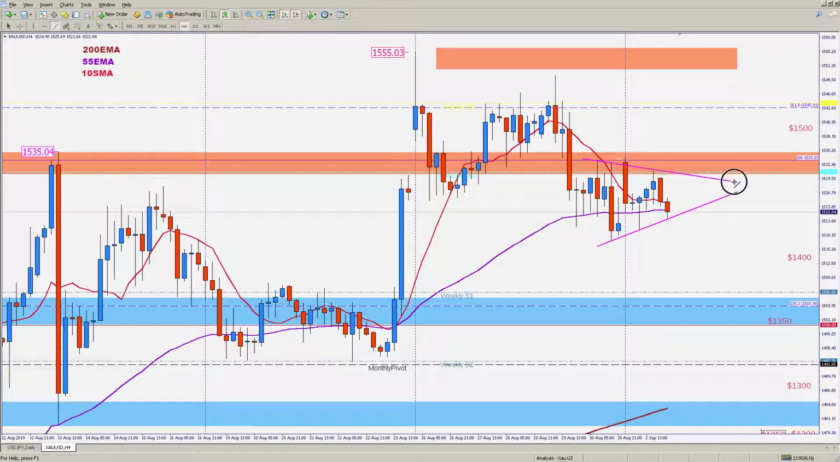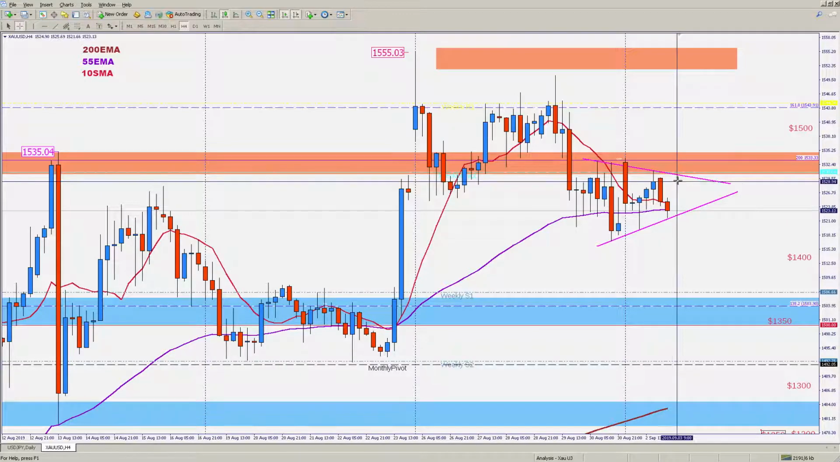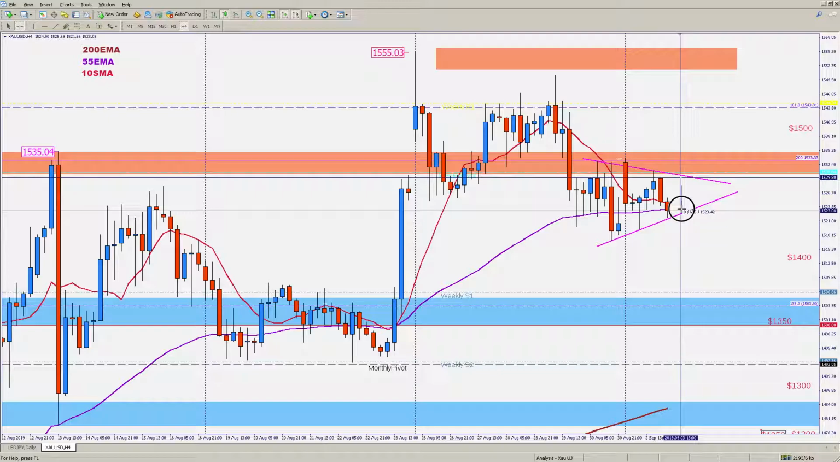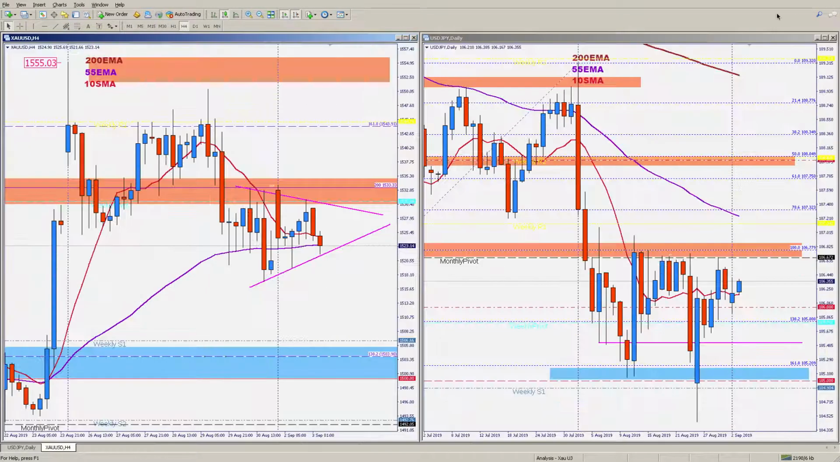Or if it breaks out higher, then it needs to break above the weekly pivot and the 200 Fibonacci level again. So now it's consolidating in a tighter range, a smaller triangle, until a breakout occurs. Alright, let's move on to the dollar yen.